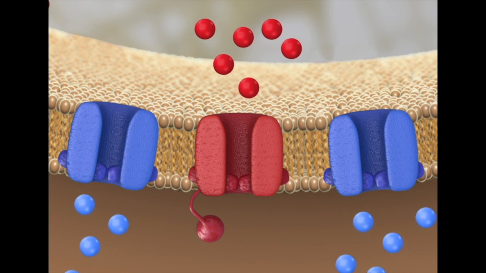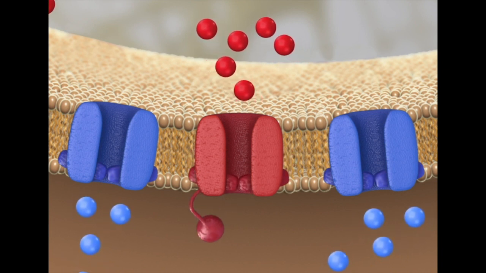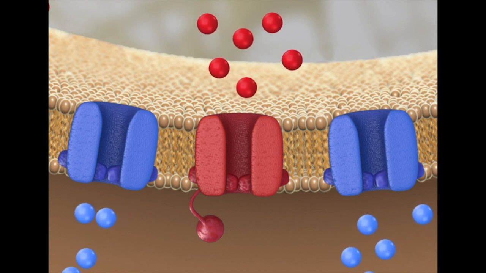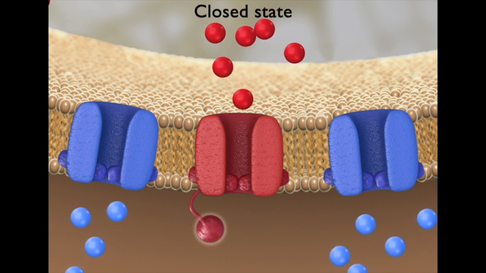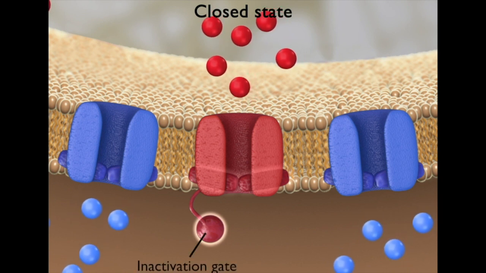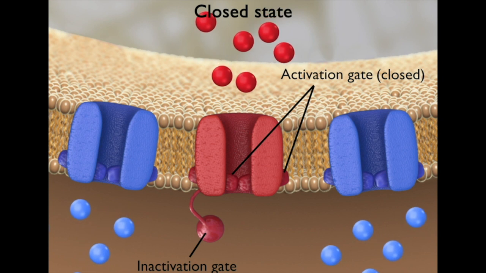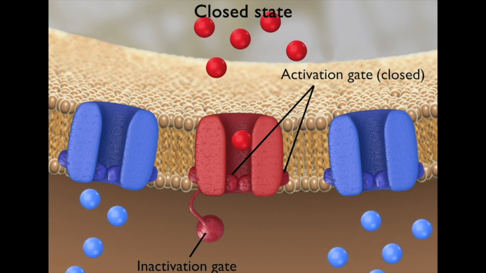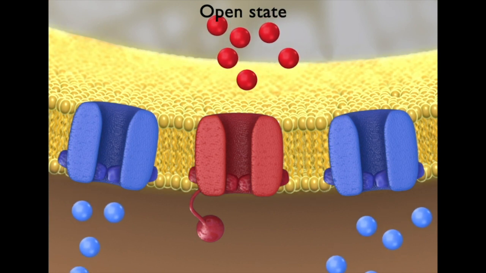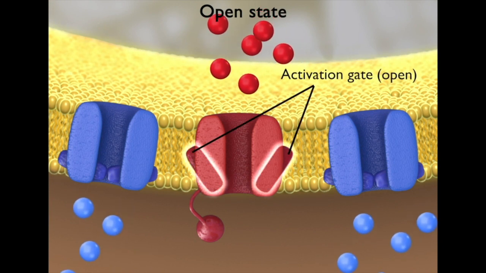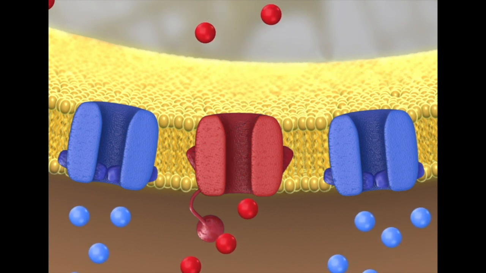The two gates open and close, alternating between three different states. The first state is the closed state that we observe at the resting membrane potential. The inactivation gate is open, but the activation gate is closed. No sodium ions can pass through the channel. The second is an open state. With sufficient depolarization, the activation gate opens, permitting sodium ions to pass through the channel.